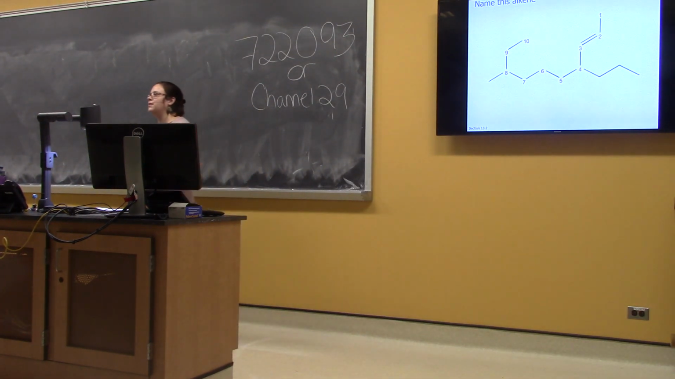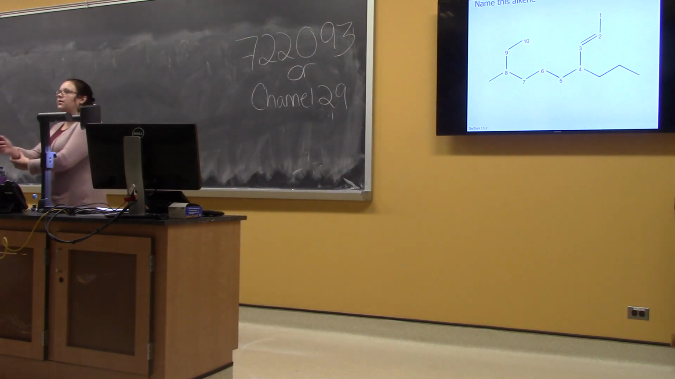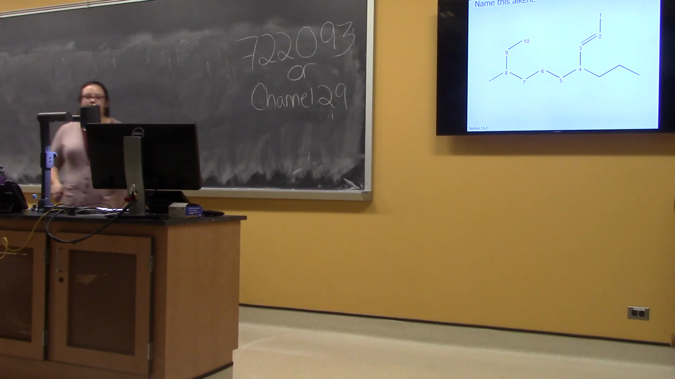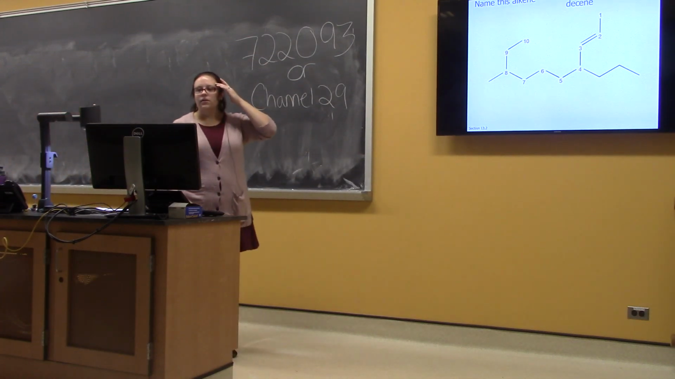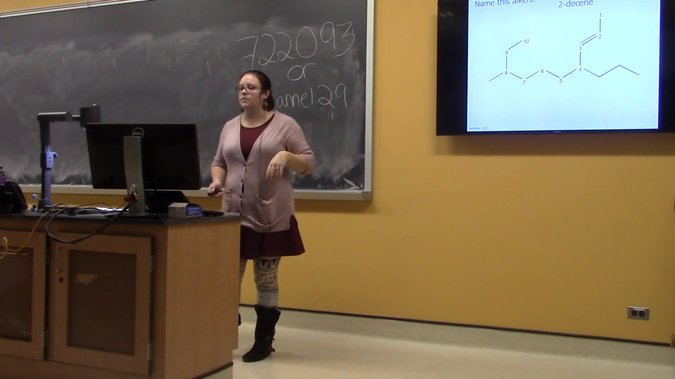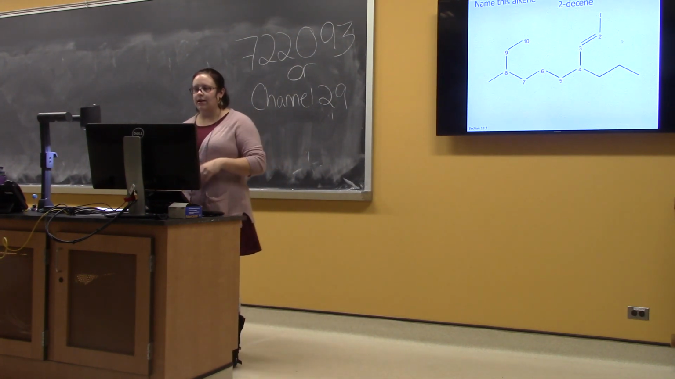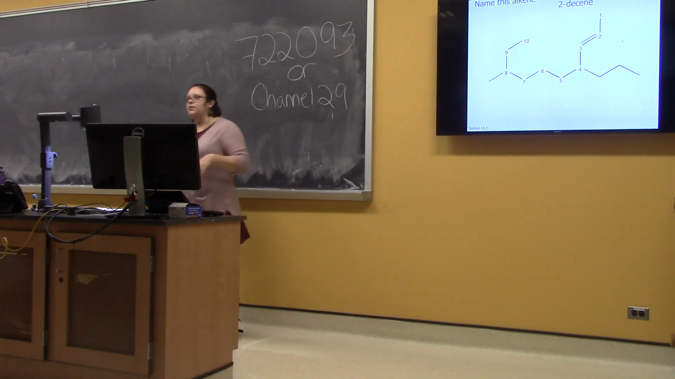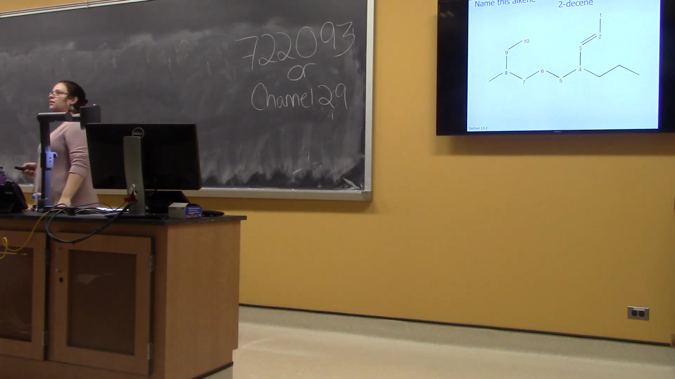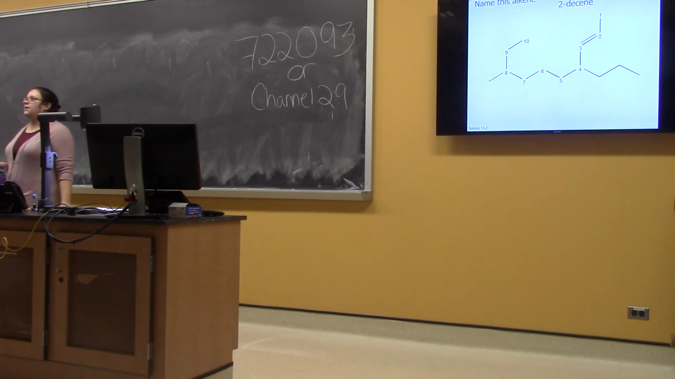What do you think the ending is going to be? Are we an ane or an ene? Ene, okay. So we've got decene. And then if we look at our numbering, we can see that we started up here to give the small numbers for that. So that would be our 2-decene. Do you think we're done with our name? No, what else do we have there?